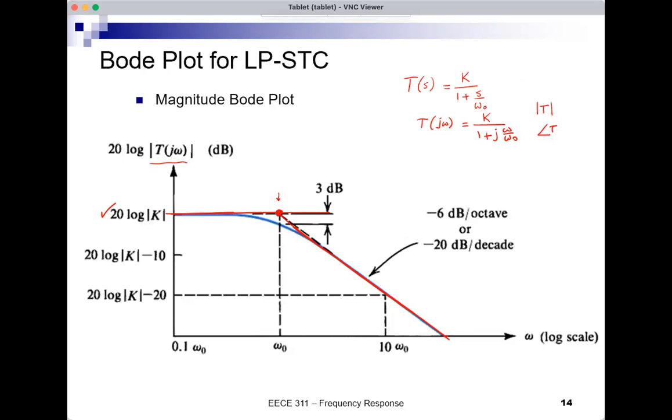So this is magnitude in dB because we take 20 log base 10 of that. But that's not the full story for T because it also has a phase angle. So we need to see how the phase changes. So we know that the magnitude will drop at high frequency. What about the phase angle? How would it change with frequency? This is what we will try to do next. What is the phase angle for a complex number such as this one? T of j omega is K over 1 plus j omega over omega 0. We want an expression for that to be able to construct the phase Bode plot.